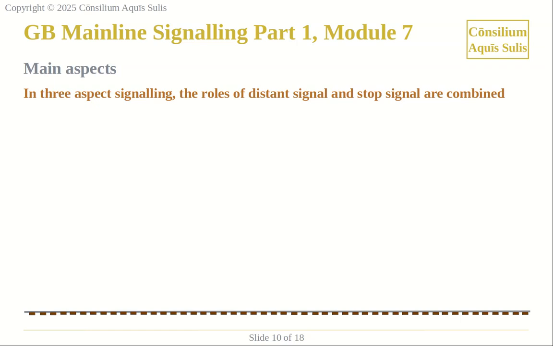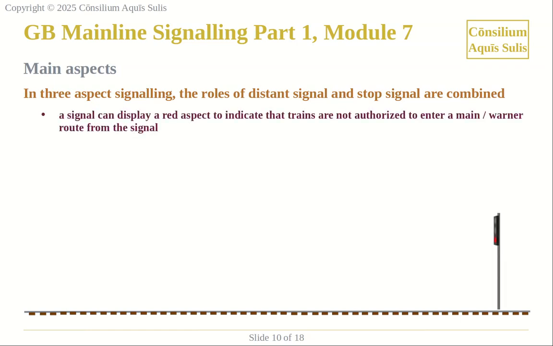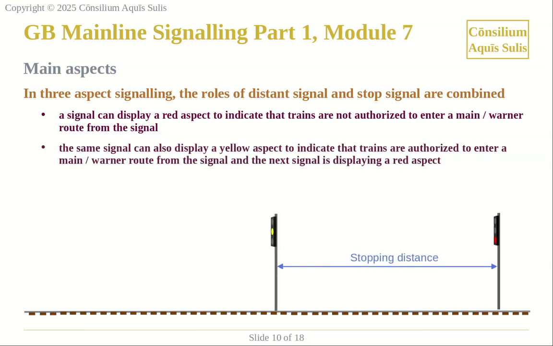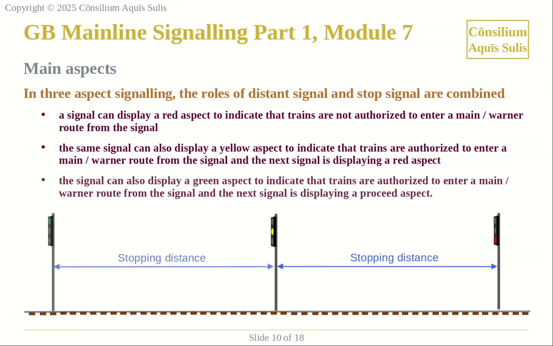In three-aspect signalling, more efficient use of signals is made by combining the roles of distant signals and stop signals. It's very common in colour light signalling, where a signal displays a red aspect to indicate that trains are not authorised to enter a main or Warner route from the signal, a yellow aspect to indicate that they aren't authorised to enter a route but must be prepared to stop at the next signal, which is displaying a red aspect and is at least stopping distance away, or a green aspect that indicates that they are authorised to enter a main or Warner route and can carry on at full line speed because the next signal is also displaying a proceed aspect.